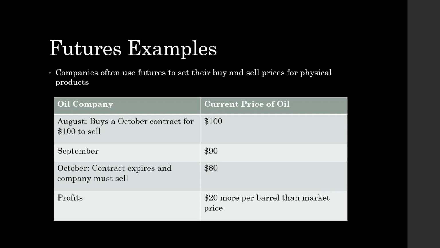So let's say, for example, there's this oil company and they dig oil up from the ground and then they sell it to whoever, right? And say, for example, they don't want to take part of the volatile market of the oil prices. They don't want to, maybe one day oil prices go all the way to 20, or they feel that maybe oil is not at a very good position right now and that they feel that the price is going to go down in the future. So they buy an October contract for $100 to sell.